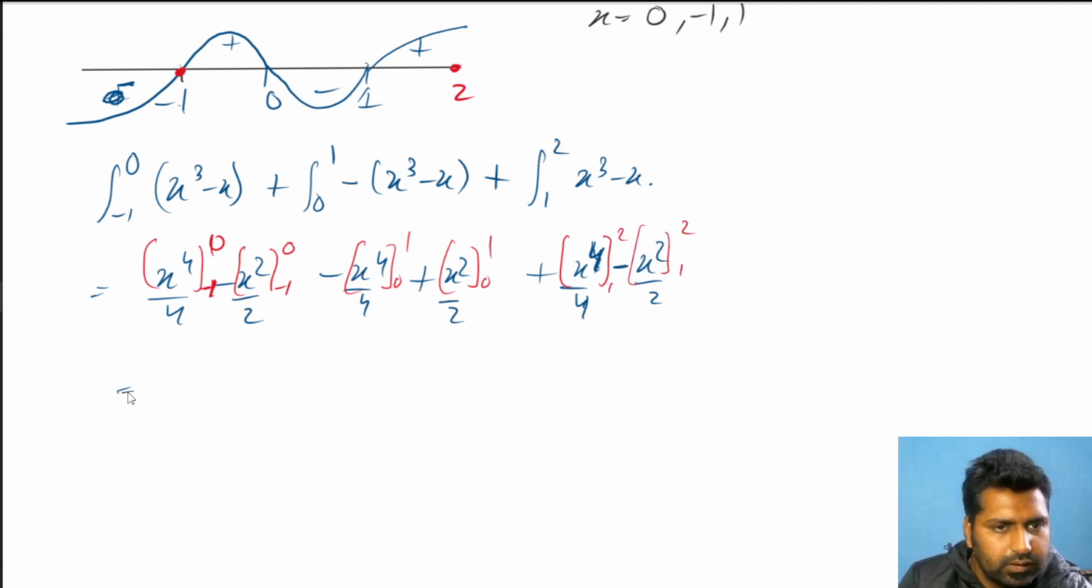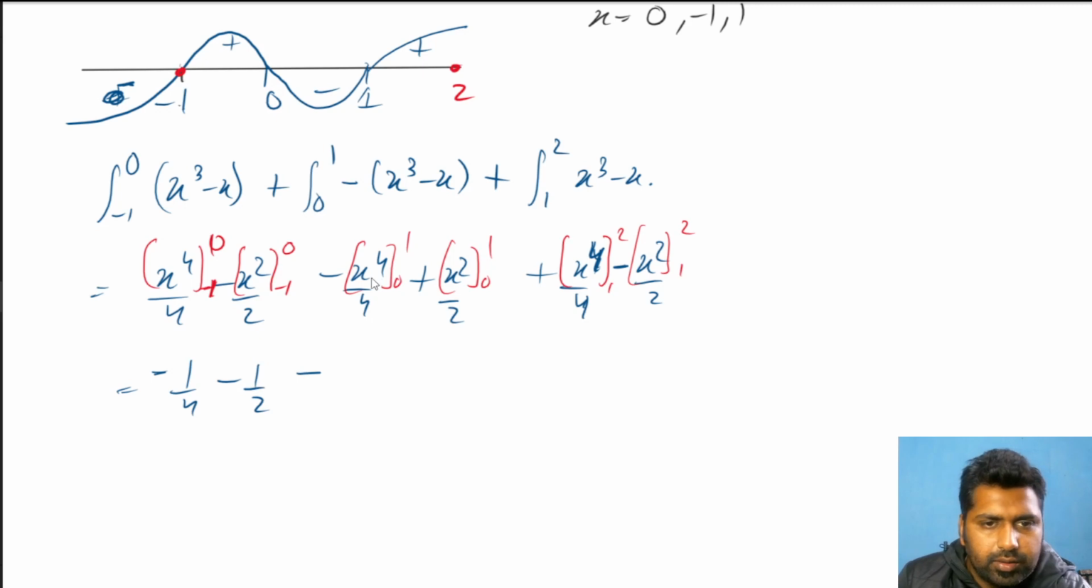Okay. So minus 1 to 0, so 0 is 0, minus 1 raised to power 4 is 1, so 1 by 4. 0 is again 0, minus 1 square is 1, upper limit minus lower limit, no? So minus lower limit, so still it will come negative. This will also come negative. You can solve this on your own, you don't have to solve like this. Take your steps, don't do it in a hurry.